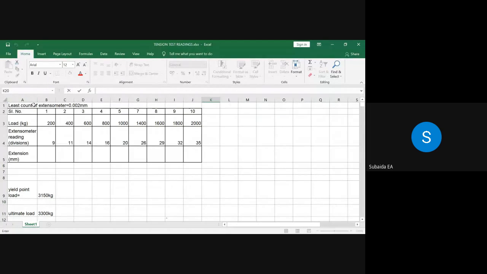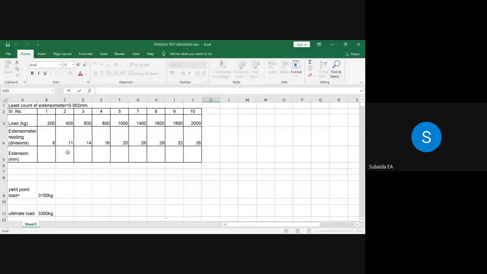The least count is mentioned here. So the last column, extension in mm, is to be obtained by multiplying this extensometer reading with the least count. So for the first row, 9 is the extensometer reading and the extension will be 0.002 into 9. Similarly, 11 into 0.002; the remaining portion you can complete.